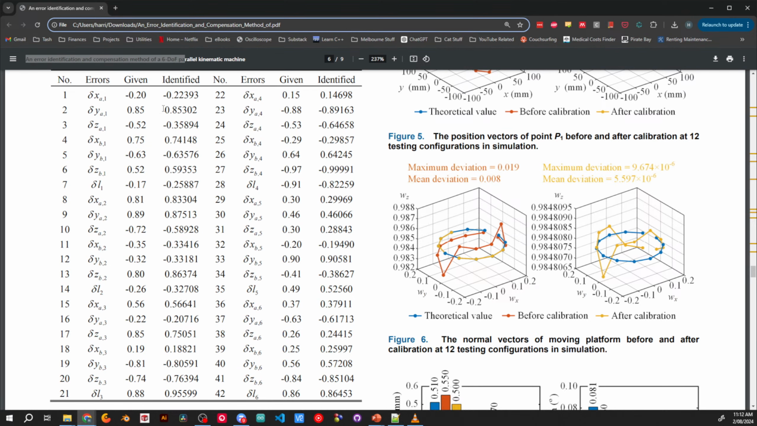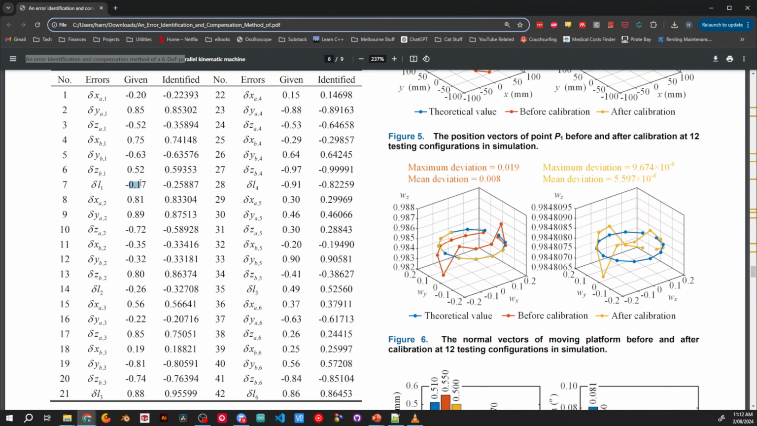We can see here that all these measurements are in millimeters, and these differences are very, very small. For example, the very first measurement, the position of the base node for the first leg in the X direction, they assumed it was 0.2 millimeters. In fact, it was 0.223.